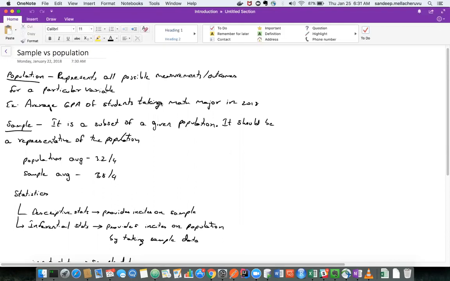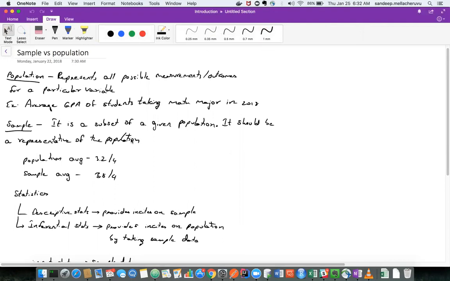So in these circumstances, most of the time you will not have all the data at hand. All you are supposed to do is take a subset of the population, which is a sample, such that it is representative of the population. As long as it is representative of the population, we are good. So, any questions on sample versus population? Unless we understand what a sample is and what a population is, we cannot really understand the rest of the subject.